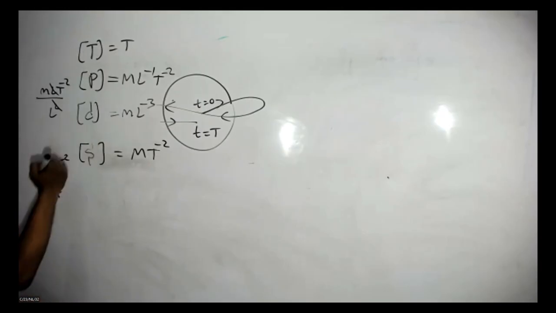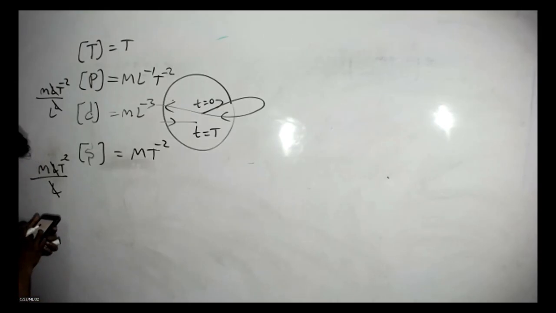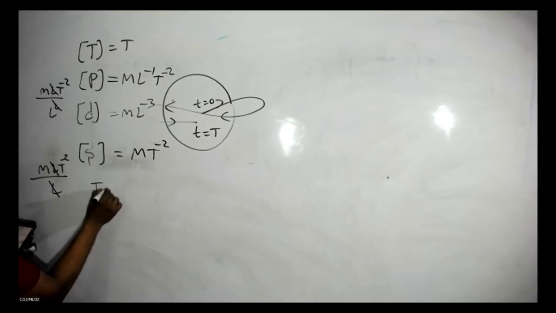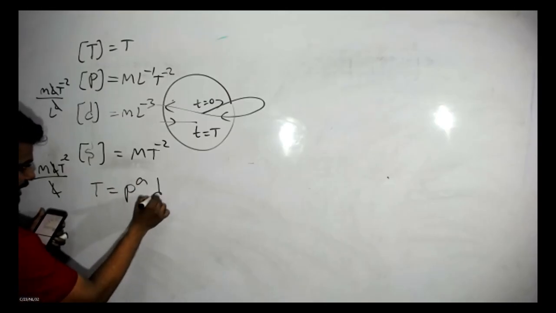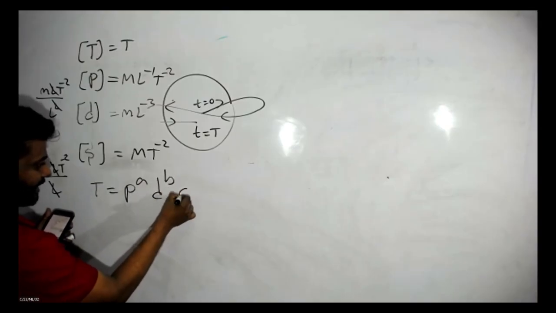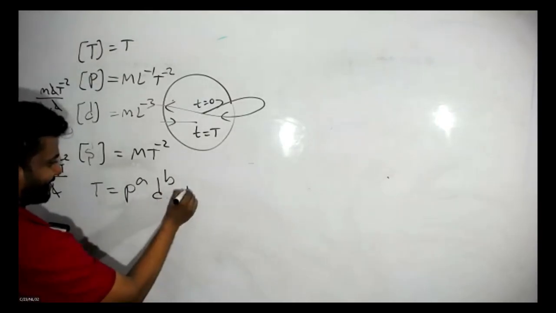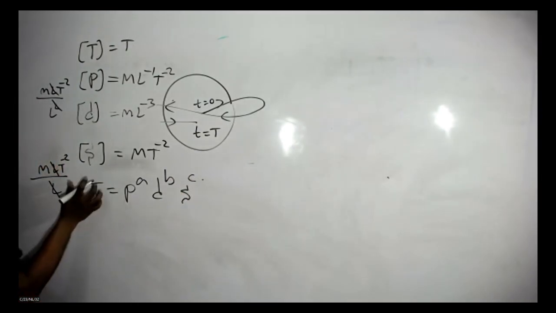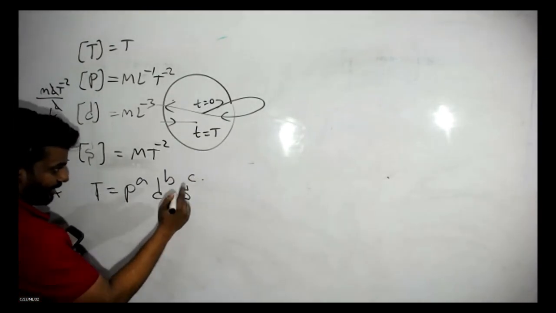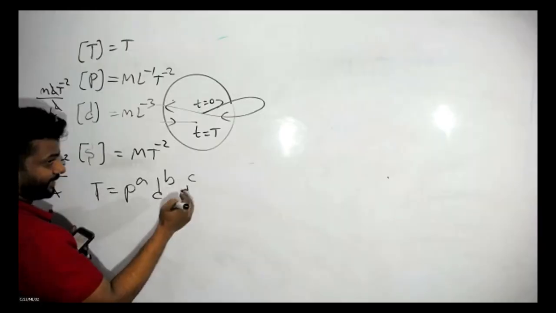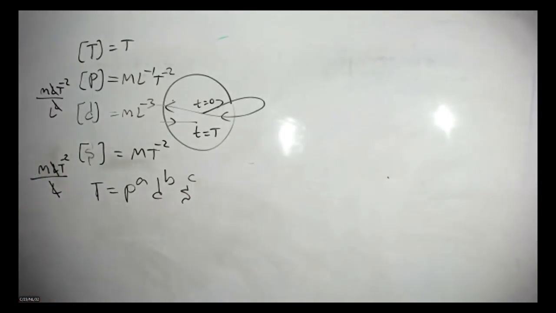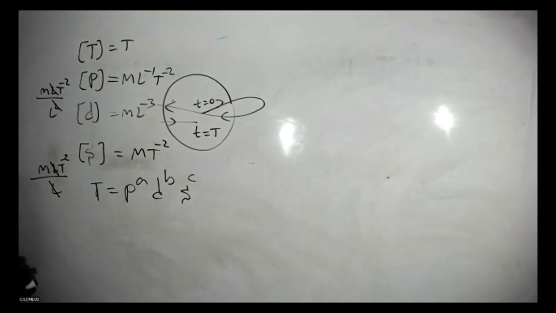These are the dimensions of each term in the equation. Then you can consider the given relation. The given relation is the periodic time capital T equals P to the power A, D to the power B, and S to the power C. When you do a question like this, remember to be careful with the numbers and the signs, right? If they get mixed up, everything will be wrong.